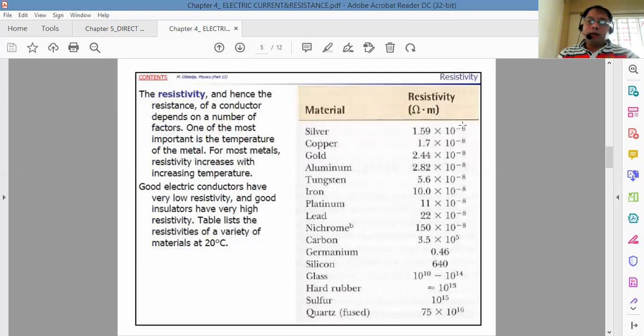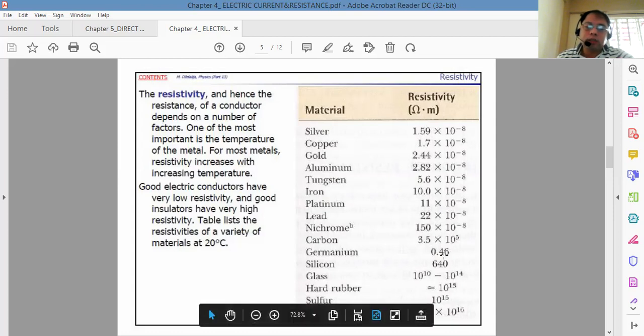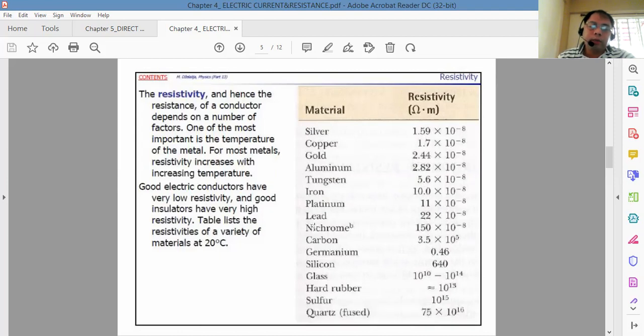Now they have an exponent here: 10 to the minus 8. We can simply compare the first three digits in front. From these lists, the lowest will be silver, but comparing that to silicon, silicon is very big, 640. Nichrome is also very big, 150, in terms of 10 to the minus 8 value. I'm pointing out nichrome because we will mention it in an example later.